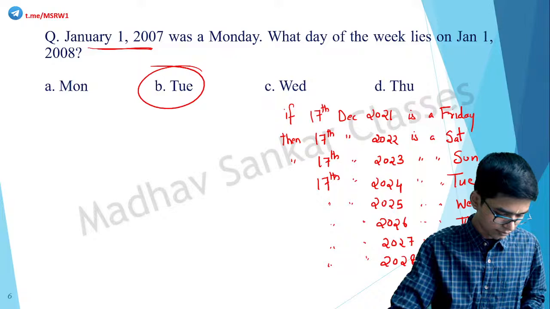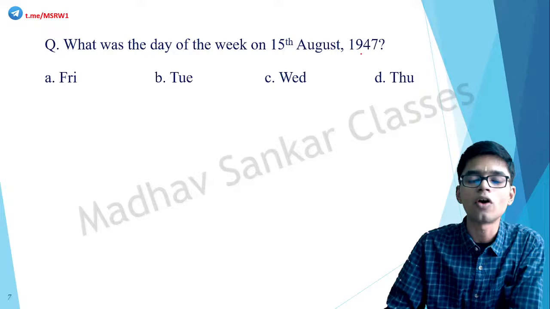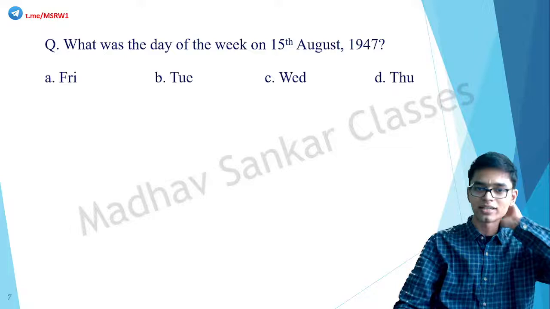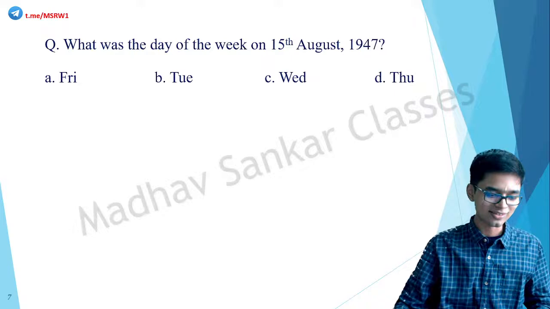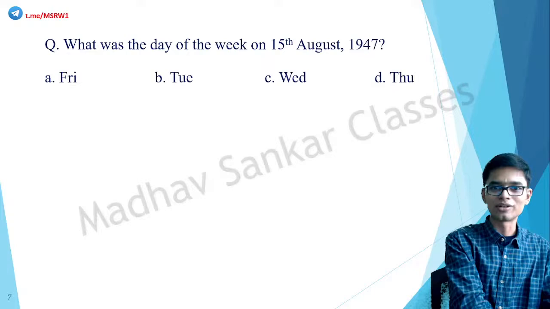What was the day of the week on 15th of August 1947? So, this one we do in the first method, the method that we studied earlier. August 15, 1947, our Independence Day. What day was it? Any idea? Has anyone been curious enough to find that out, even without mathematically doing it?